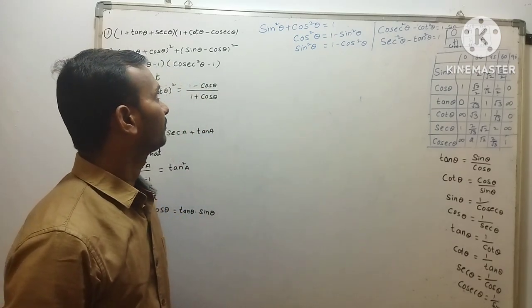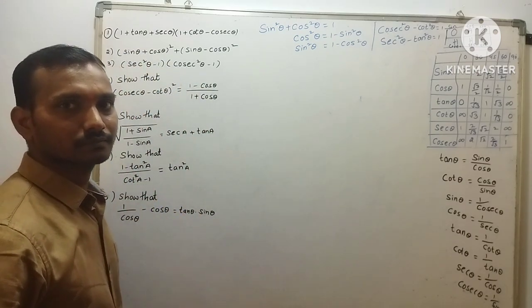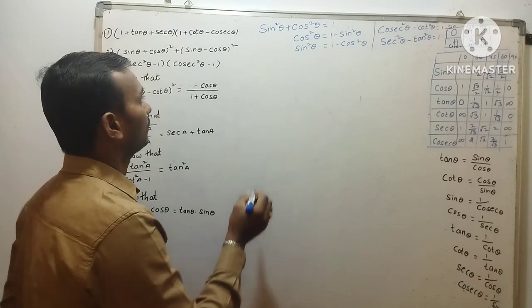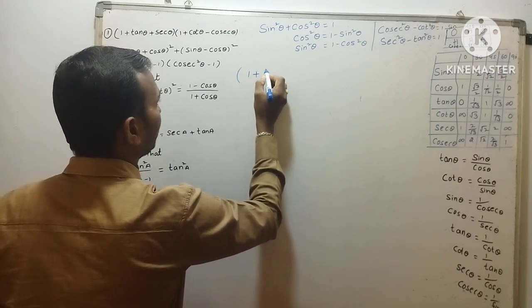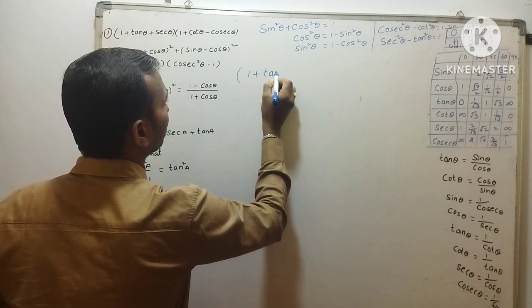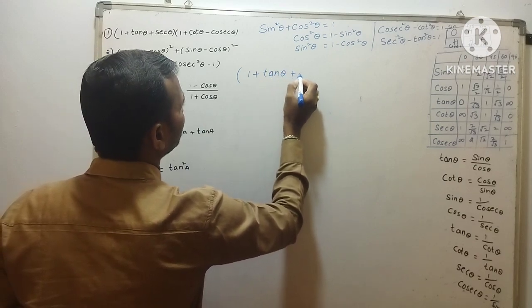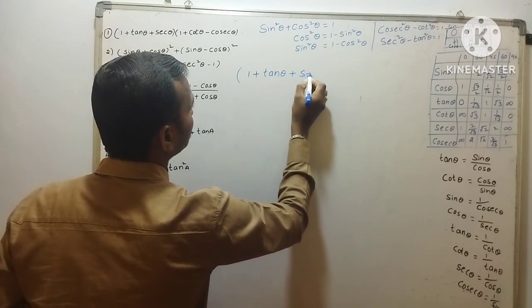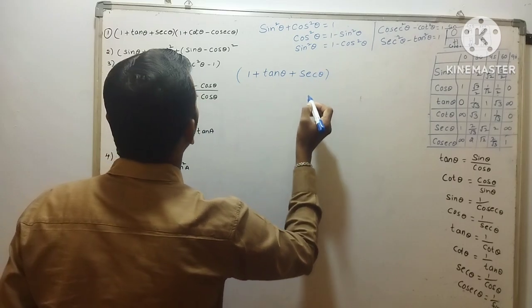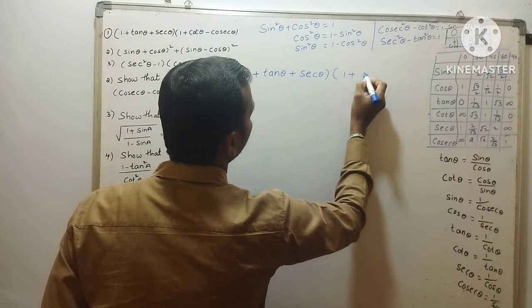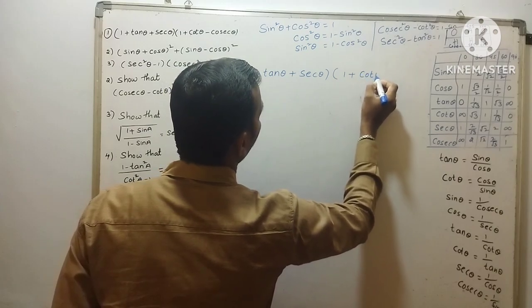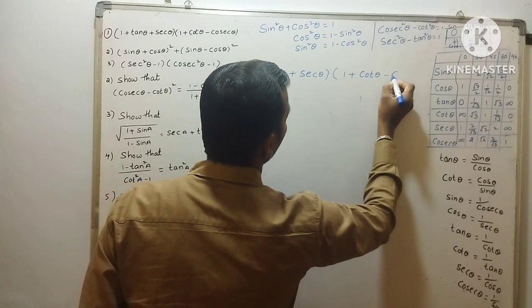Okay, now we'll see the question number 1. That is (1 + tan theta + secant theta) into (1 + cot theta - cosecant theta).